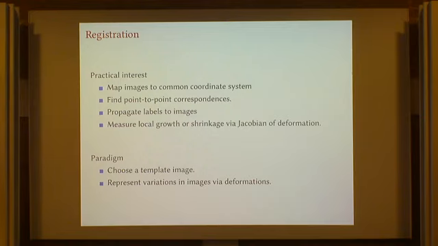And because we have a deformation, we can look at, for example, the Jacobian to see whether we have local shrinkage or local expansion, things that we wouldn't see if we compare global measures like the total volume. And so that's a paradigm. We choose a template image and we represent variations in images by finding a deformation that changes this template image to our given ones.